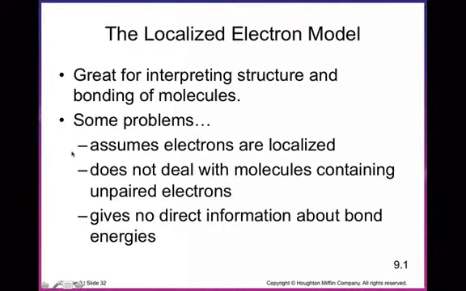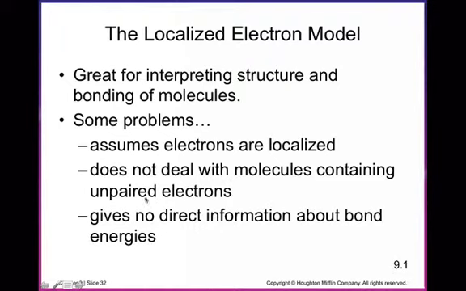So when we talked about how molecules would look once they were bonded, when we talked about bond angles or their hybridization, this model works well for that. Some problems that it has, though, is it assumes electrons are localized. That means they stay around the atom that they are from. It does not deal with molecules containing unpaired electrons, and it gives no direct information about bond energies.